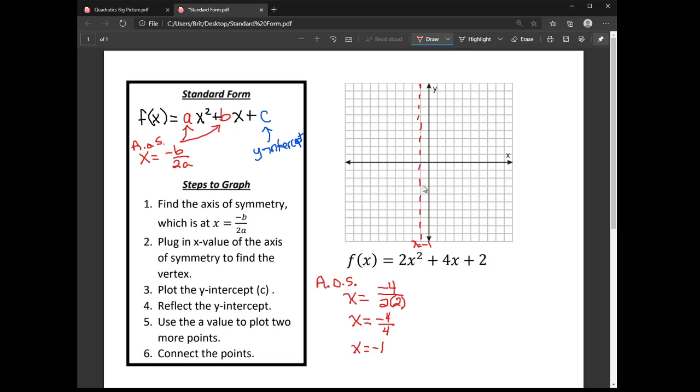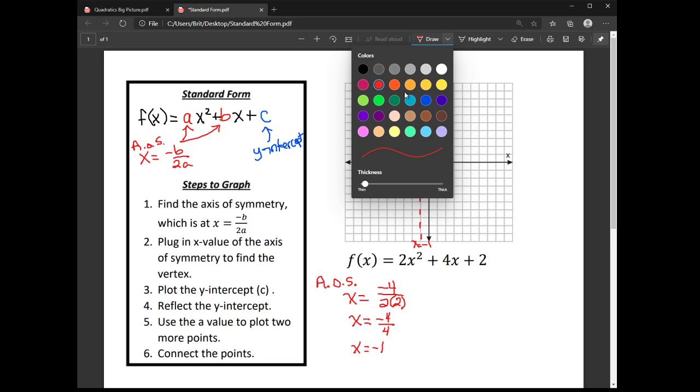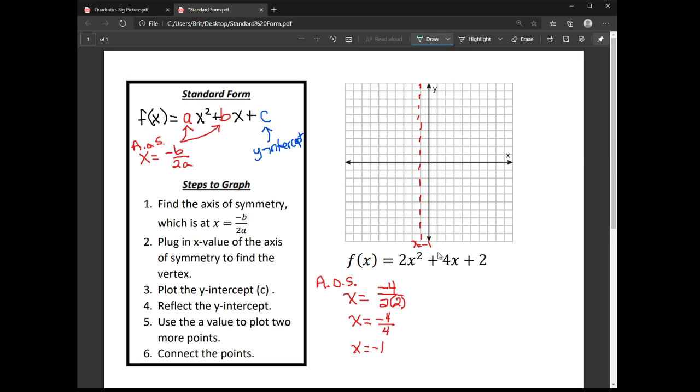Now the vertex of this parabola is going to lie somewhere on this axis of symmetry. So step number 2 says to plug in the x value from this axis of symmetry into the equation to find the vertex. So that's what I'm going to do for step number 2. And I'm just going to replace f of x with the letter y. That way we get our y value. So I have 2 times x squared, so negative 1 squared, plus 4 times negative 1 plus 2.